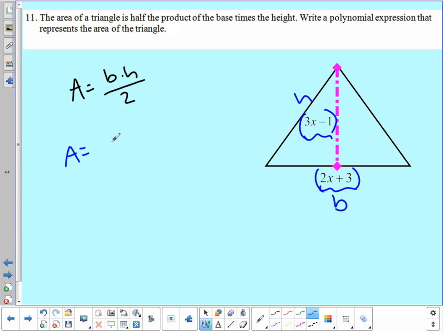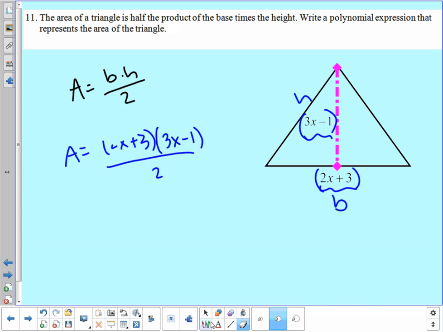I have the base, which is 2x plus 3, times the height, which is 3x minus 1, all divided by 2. Now I'm going to start by FOILing the top. Whenever we have a fraction, we've got to simplify the top, then simplify the bottom, and then the very last thing we do is the division. So that's what I'm going to do. I'm going to FOIL this top. So I have first, which gives me, I didn't mean to draw that there. Sorry if that was confusing.